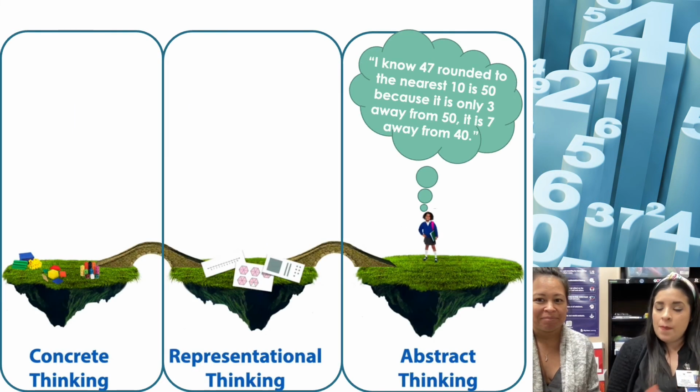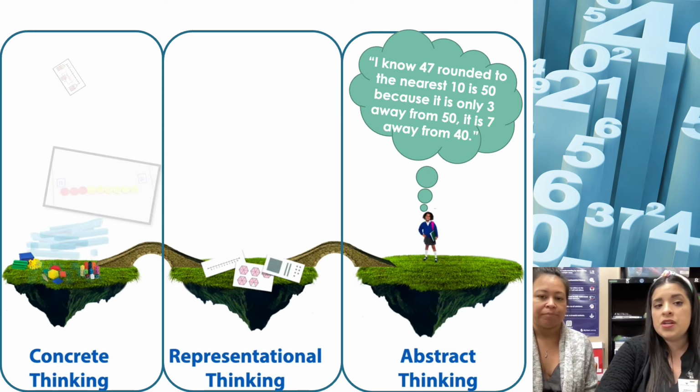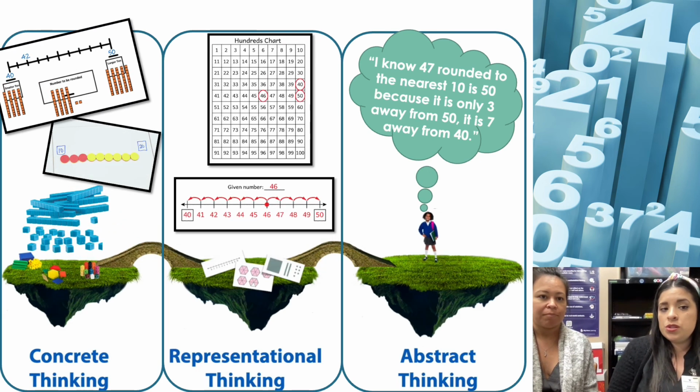To wrap it all up, we know that we want our kids to get to that abstract where they just kind of think in their heads, well, 47 definitely rounds to 50 because it's closest. But remember that you're laying the foundation in second grade. It's the very beginning, the first time that they're learning about this. So we really want to stick with using those concrete models with the base 10 blocks, or even putting counters on a number line, and then moving to hundreds charts and jumping on a number line with numbers.